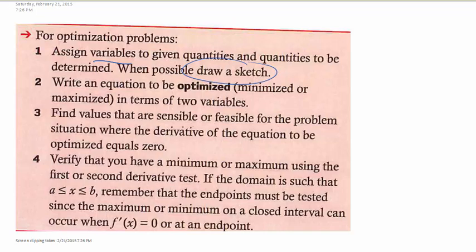So we're going to try to write an equation that we want to optimize. In other words, that we want to maximize or minimize. And we want to get that equation written in terms of only two variables. For instance, area equals not length times width, because that would be three variables, but only two. And what we're going to do is we're going to find values that are sensible or feasible for the problem situation where the derivative is equal to 0.